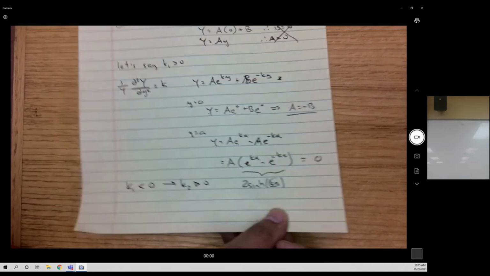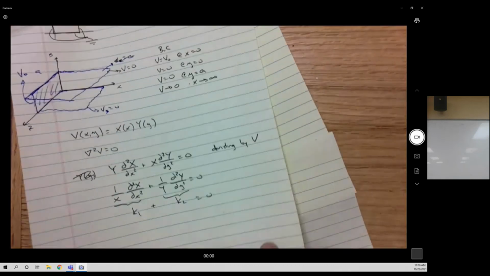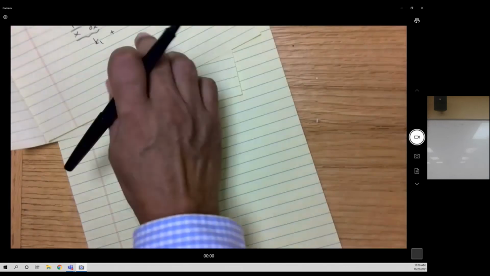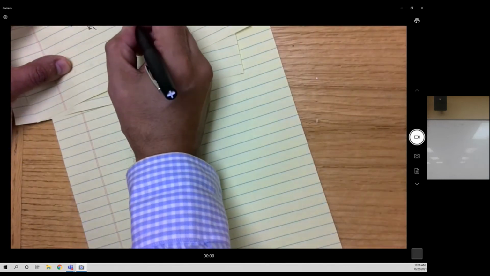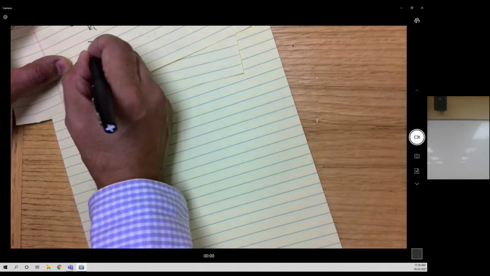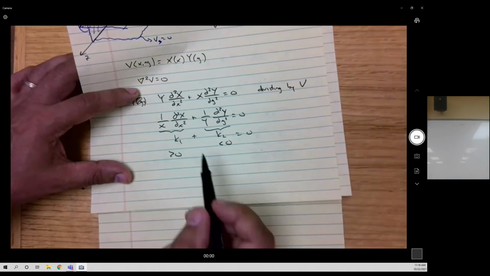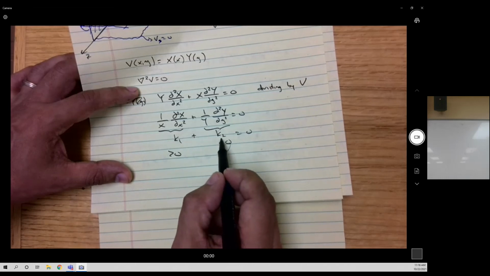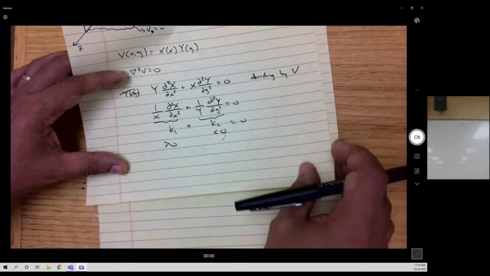So how would our functions look? Okay, so now I have these two equations. I know that this guy is going to be negative, and this guy has to be positive. Oh, this K2 has to be negative. This K1 has to be positive. I think I mislabeled it earlier.